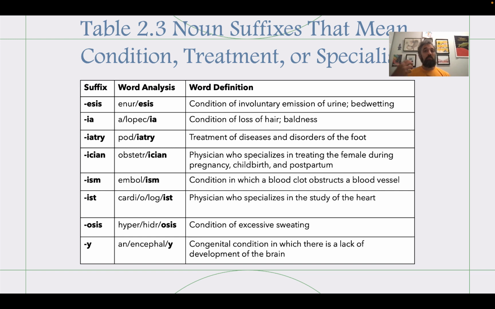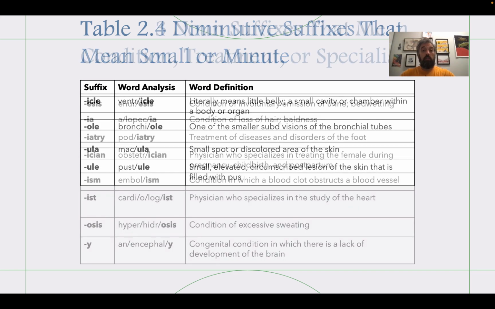There's a lot of different types of suffixes that make something into a noun and mean that it is a condition, treatment, or specialist of that type of thing. You can see all of these. Once again, it makes it kind of difficult, and you need to look at all of these other different types of things that are in front of it.